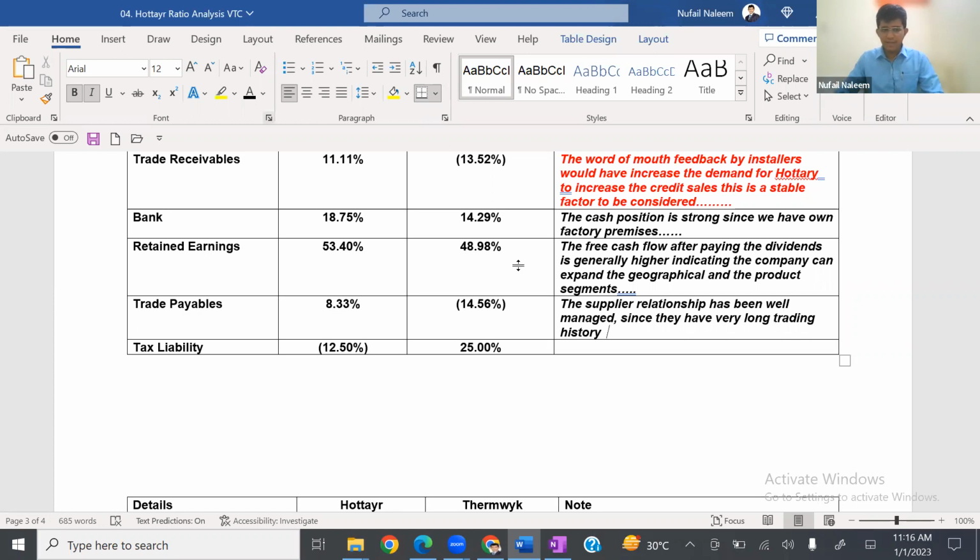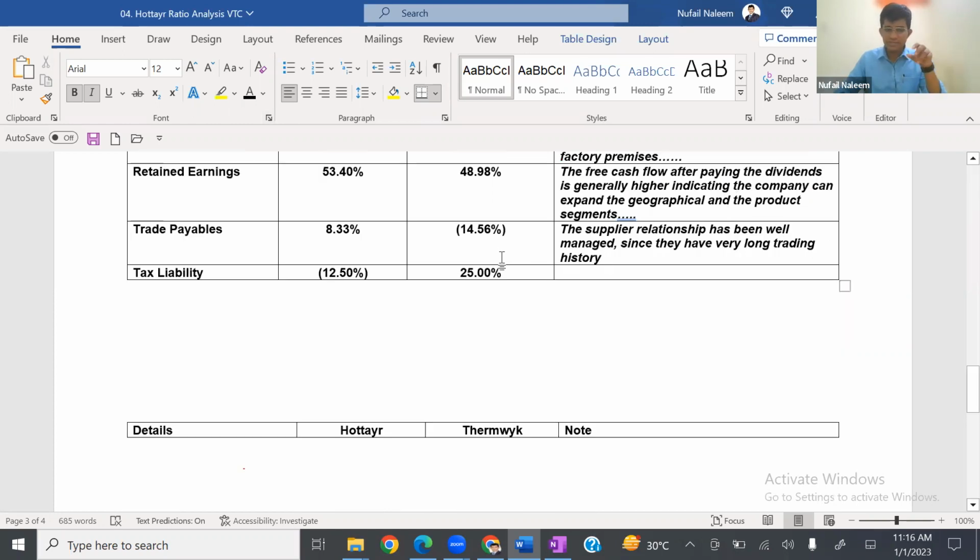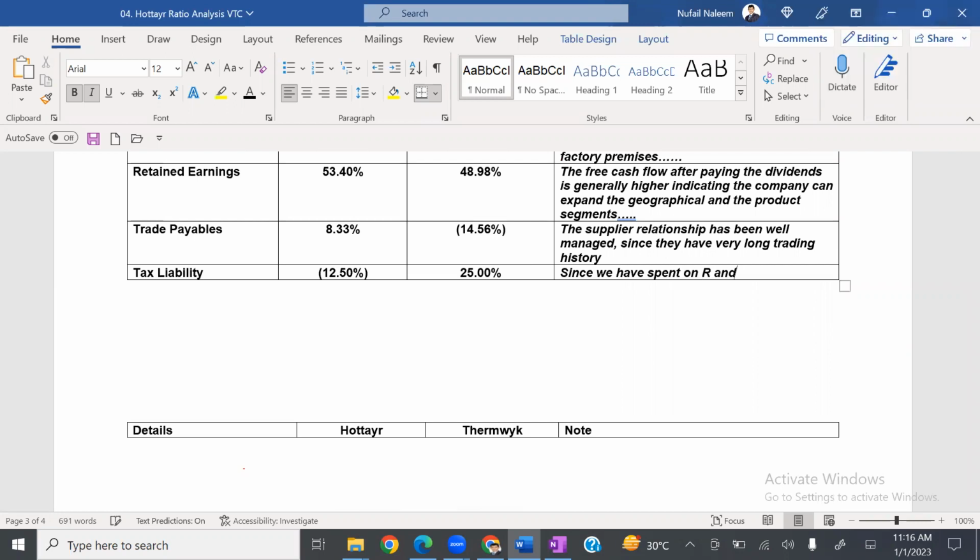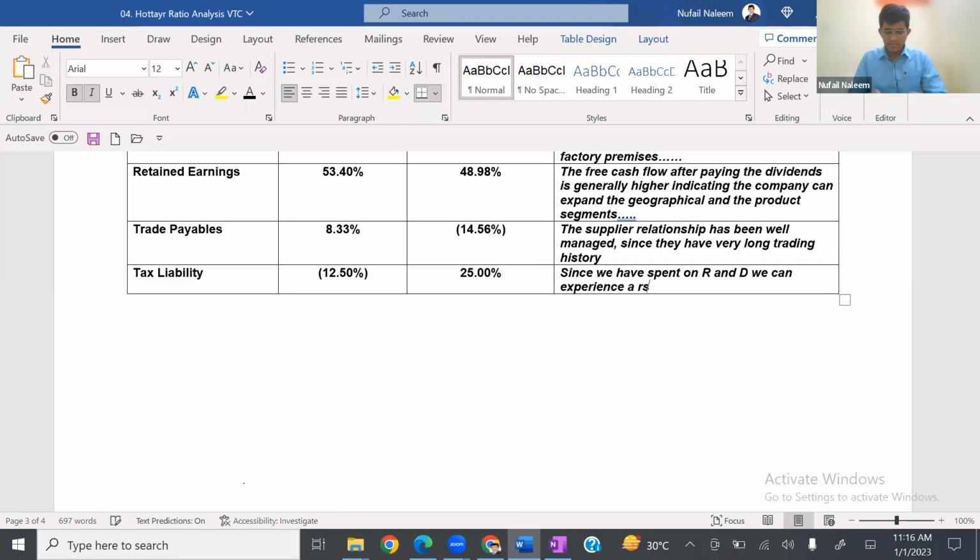And a tax liability, if you observe students, it has reduced compared with the last year. Once again, students, I'll just write down, since we have spent on R&D, correct, no students? Yes, sir. We can experience a reduction in tax base, in tax.